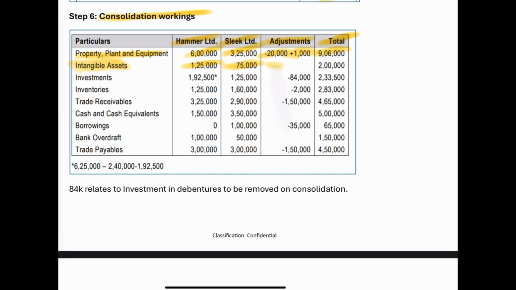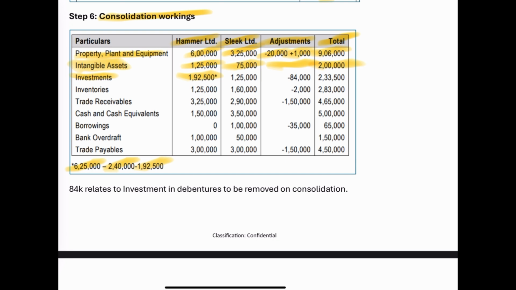So no adjustments are needed. We'll just add the goodwill from H Limited and S Limited, which adds up to 200,000. Then the third one, investment. The investment as per H Limited's balance sheet is 625,000. From here we have to reduce the fair value of the investment in S Limited, so the remaining value from H Limited is 182,500.